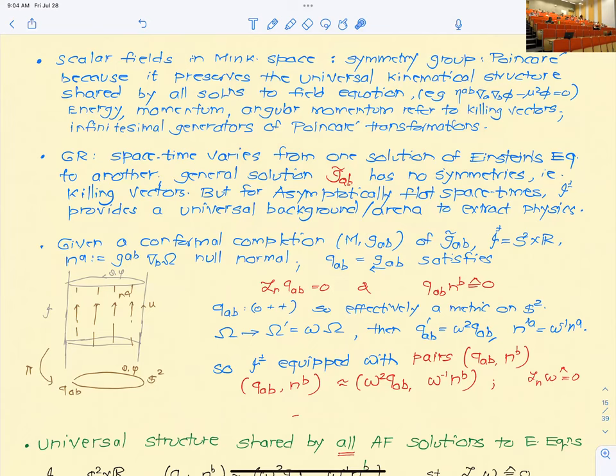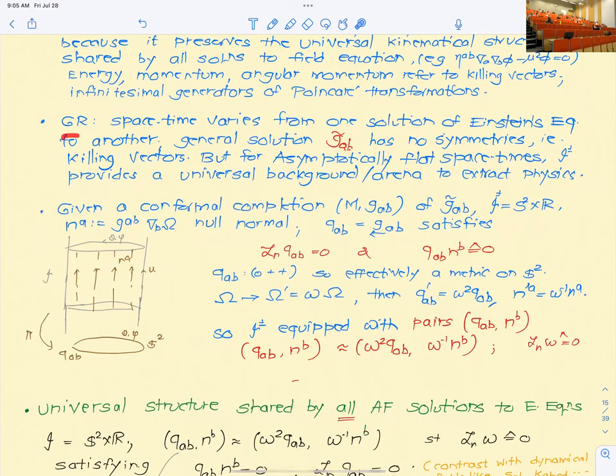Now, the symmetry group of Minkowski spacetime is the Poincaré group. It is the group of symmetries which preserves the background kinematical structure that we have, and that is universal in the sense that it is the same no matter what the scalar field phi or the Maxwell field F_AB that you may be considering. These are the dynamical fields, and independent of the dynamical fields, they all live in this Minkowski spacetime, and we have this kinematical structure. This universal structure is shared by all solutions to the field equations, and energy, momentum, angular momentum refer to Killing vector fields, which are infinitesimal generators of this Poincaré group.